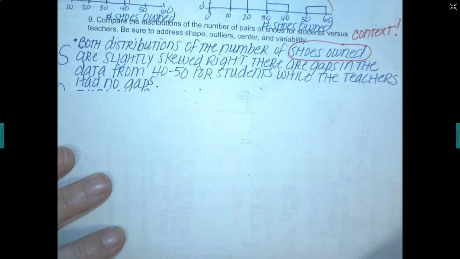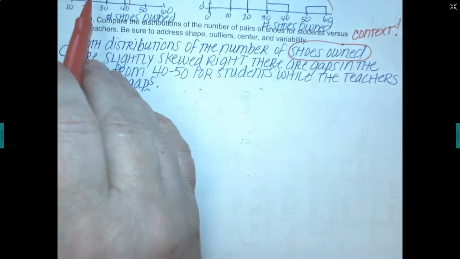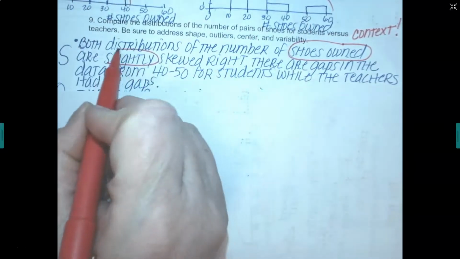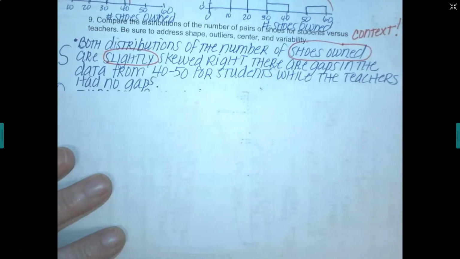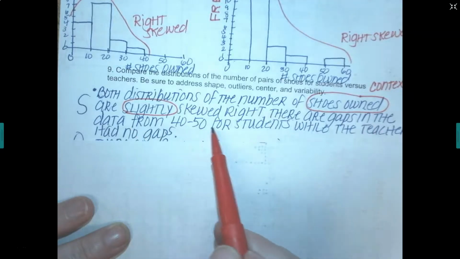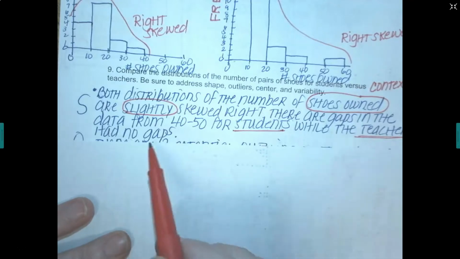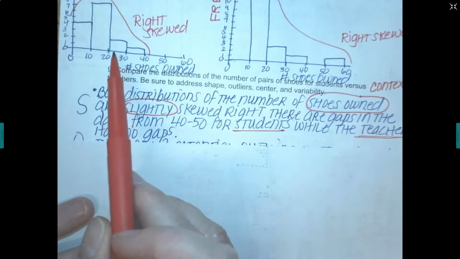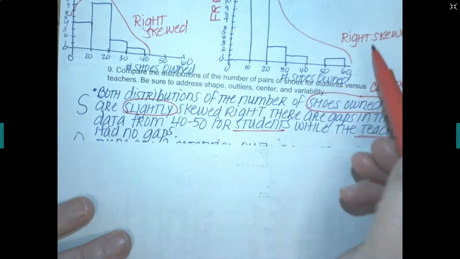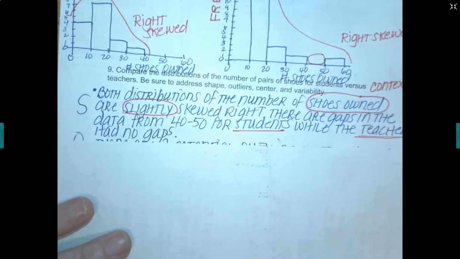I used an ly word here. Really, the teacher's one is very slightly, and that one's slightly. So I just kind of hedged my bet and said they're both slightly skewed right. Then I said there are some gaps in the data. But you want to make a point here that there are gaps in the data from 40 to 50 for students, and students is part of our context, while the teachers had no gaps. That would be important. When we look at this graph, there are no gaps for the teachers, but there is one right here for our students. So you want to make note of that.